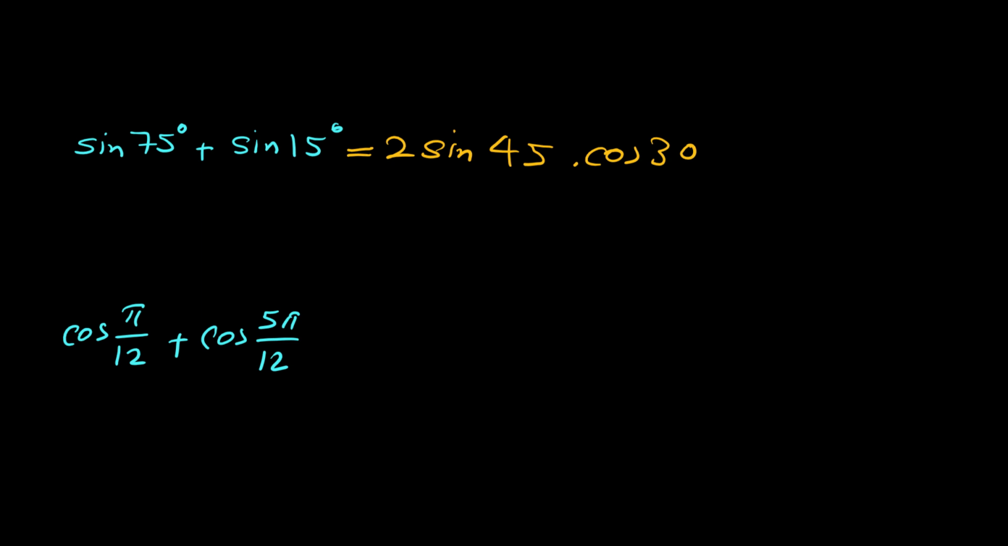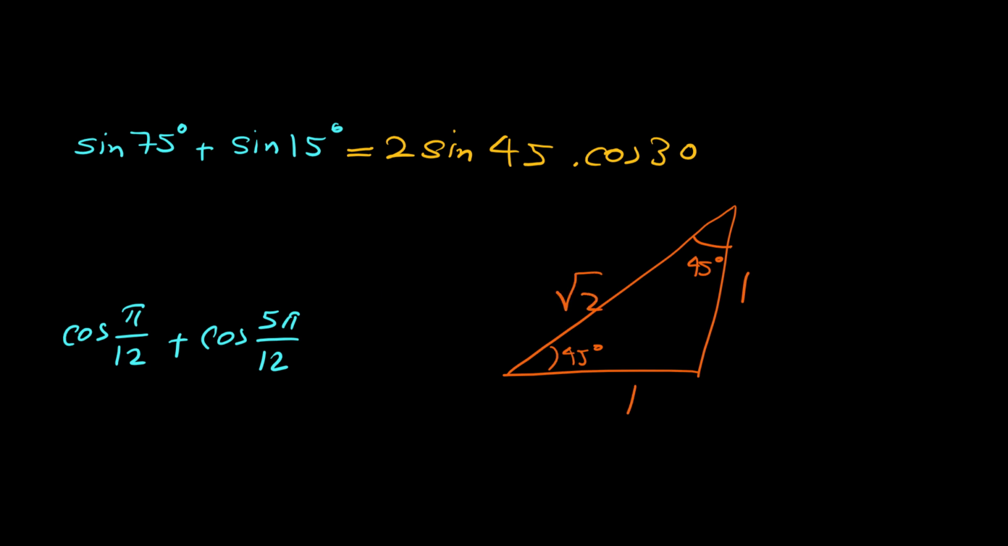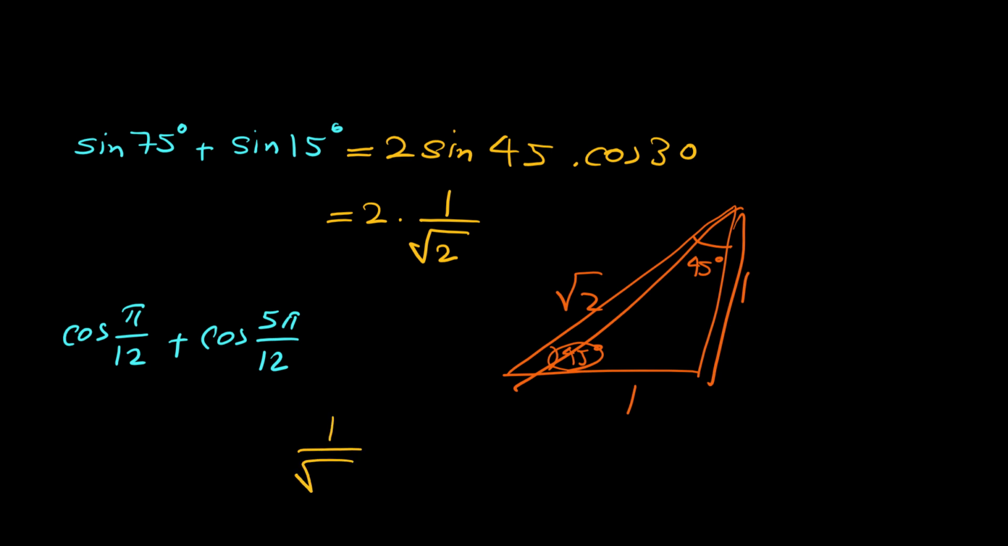If you remember from special triangles, when we have 45 degrees here, 45 degrees here, sides 1, 1 and root 2, the sine of 45 is opposite over hypotenuse, and it's 1 over root 2. So this equals 2 times 1 over radical 2. Instead of 1 over radical 2, if you rationalize, it is radical 2 over 2, but let's leave it as 1 over root 2.